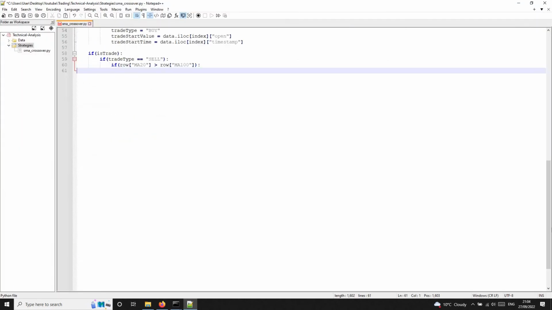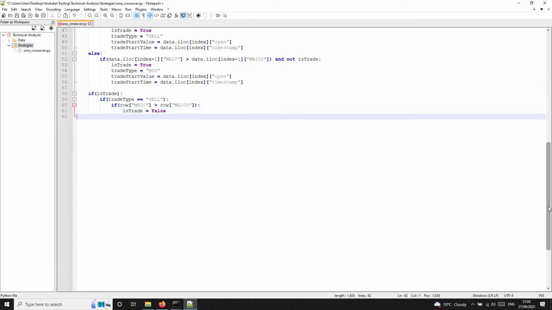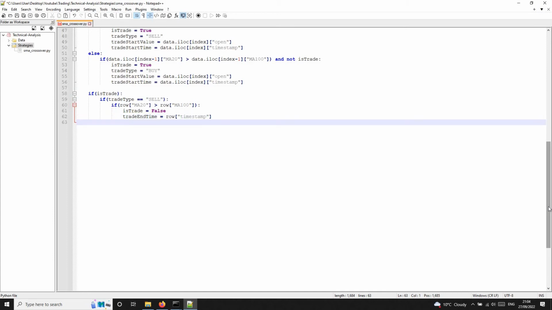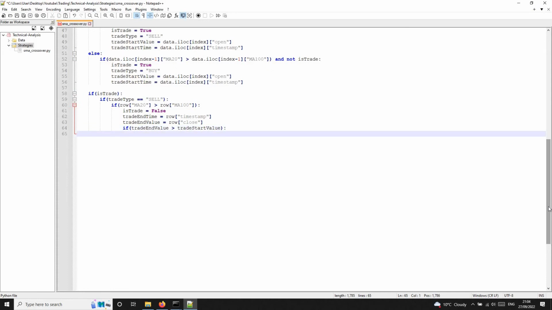If I'm in a sell position and the MA20 is now going in the opposite direction, then I need to close my trade. And then I close the trade. As you can see, I set is trade to false now. Then I capture what time I ended the trade and what the trade value was, which will be the close position of that particular candle when we passed on, and then we check.